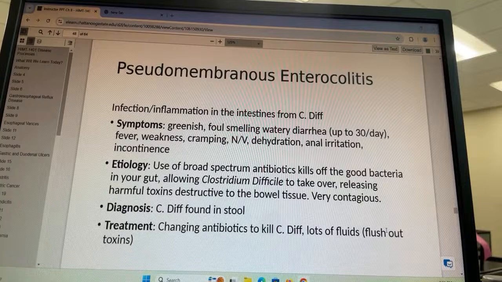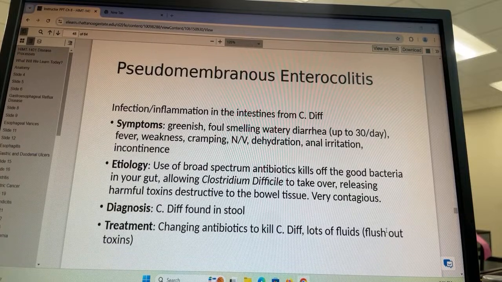It is a bacteria that causes severe diarrhea. Like the diarrhea is so bad that it's just constantly coming out of you. It's not like you have 10 to 20 episodes. It's like you just constantly are going. And it's really bad.